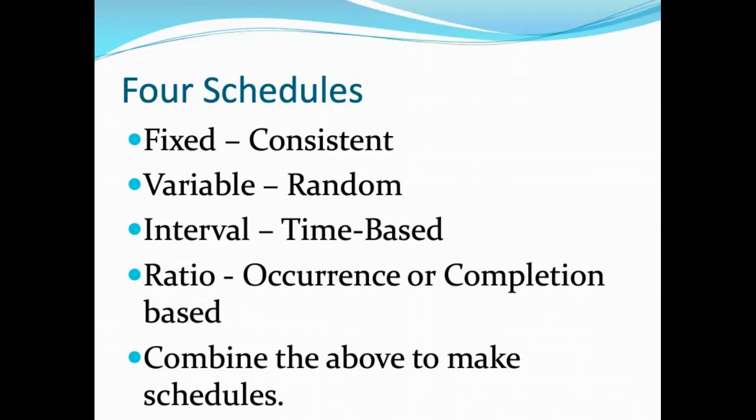A ratio-based reinforcement schedule is when we reinforce something based on the number of occurrences. So, let's say you worked on commission. Every time you make a sale, you get a commission. That's a ratio-based. 1 sale, 1 commission. If you're selling things that are small items or inexpensive items, I might reinforce you after every 3 sales, right? It's still a ratio-based. 3 sales, 1 commission. It's still ratio-based.